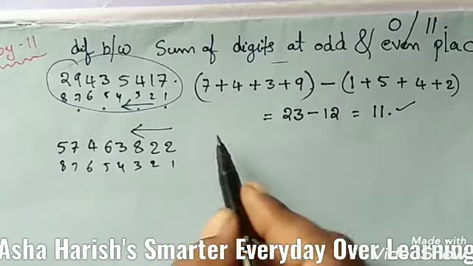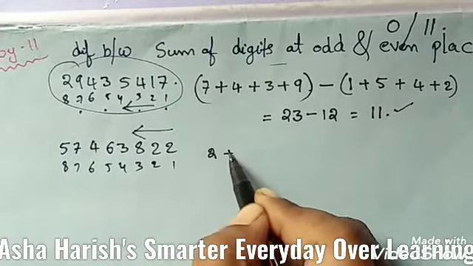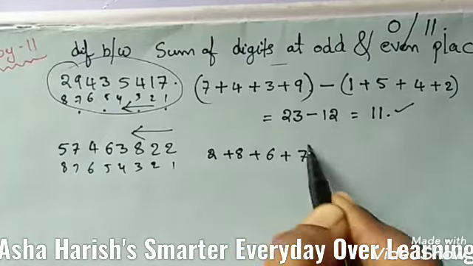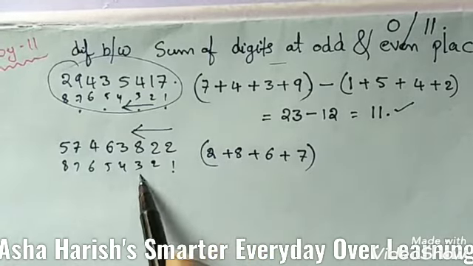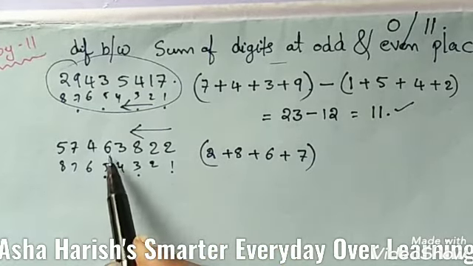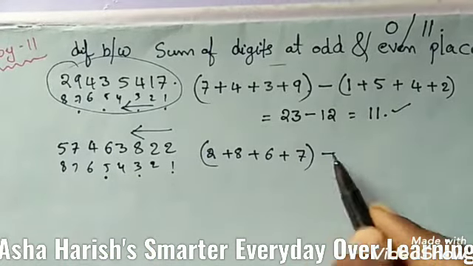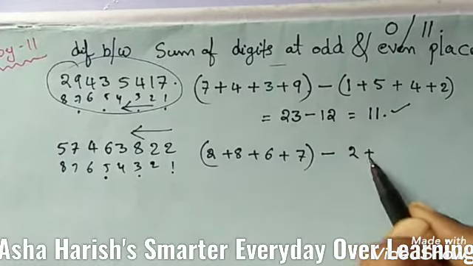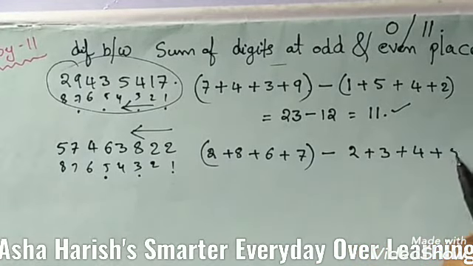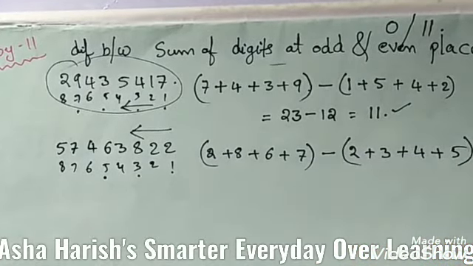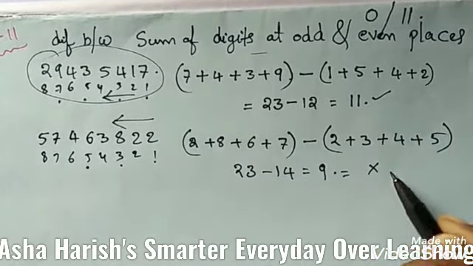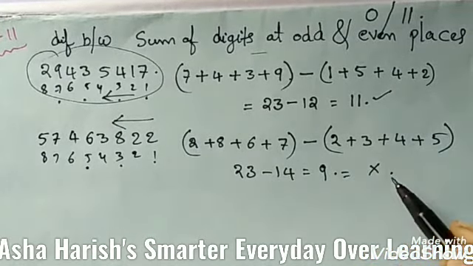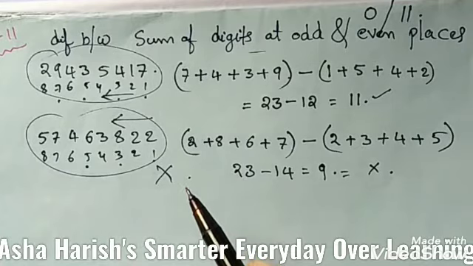So right to left. So students, here is the number 2 plus 8 plus 6 plus 7. These are the odd places numbers. Okay, I hope you understand. First place, third place, fifth place, and seventh place, minus even places 2 plus 3 plus 4 plus 5. These are the even places. So students, here 23 minus 14, you got the number 9. 9 is not divisible by 11, right? So this entire number is not divisible by 11 students, right?